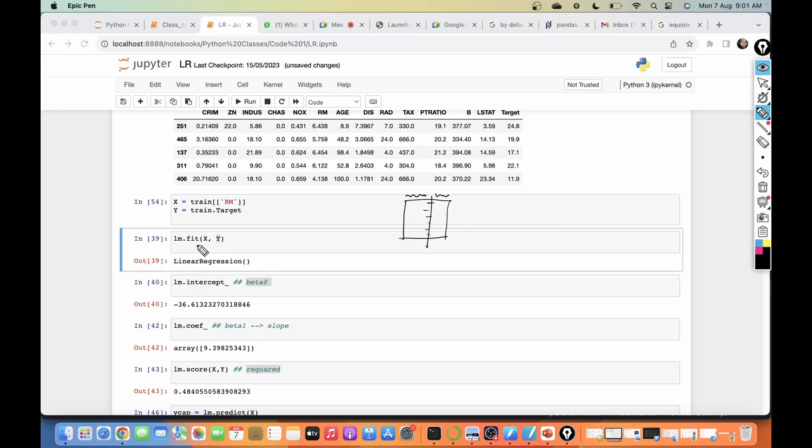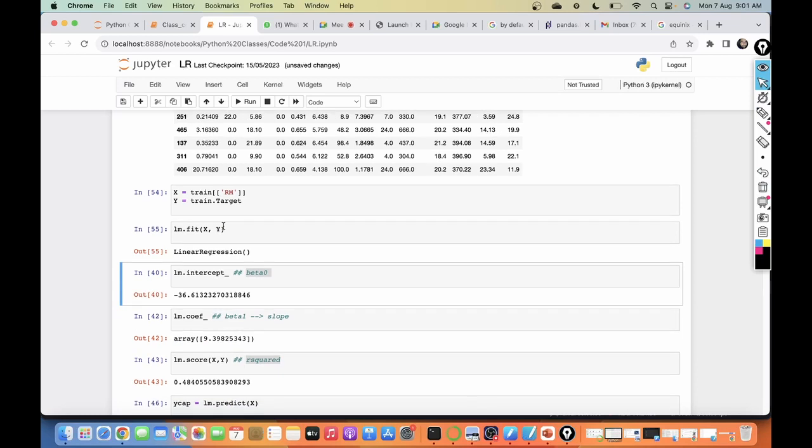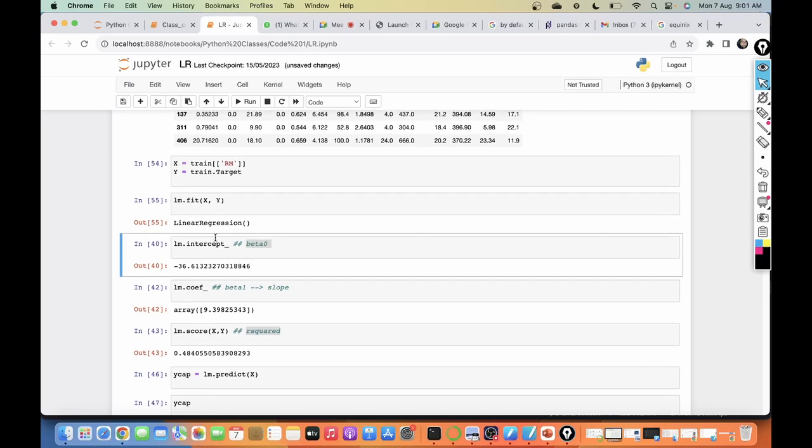Once we run fit, it will try to find the pattern of how x1 and y are related to each other. Now it is done, it found the pattern, the mathematical equation is now also done. If you now do lm dot, you will find a lot of new values after the fit.